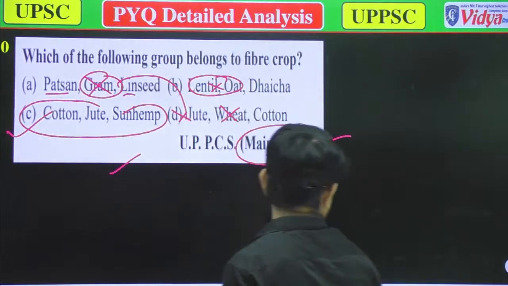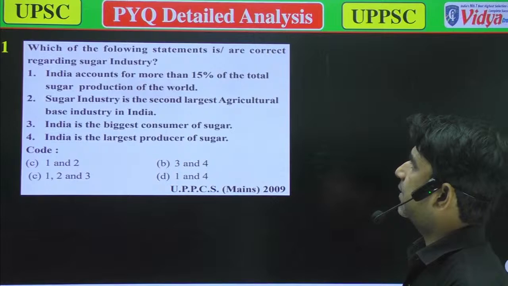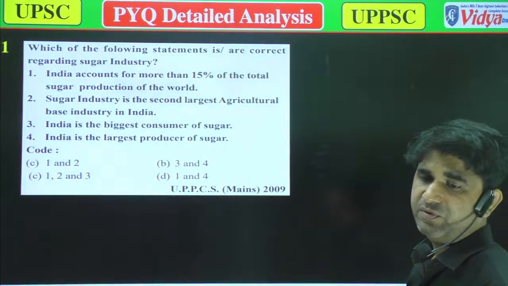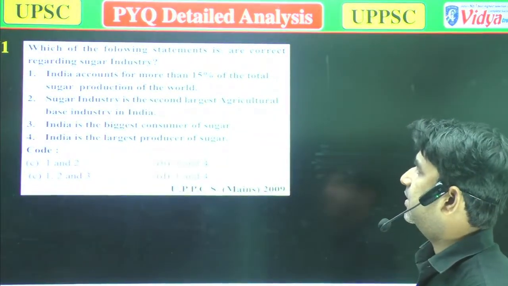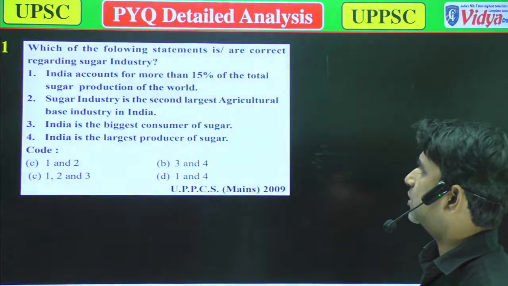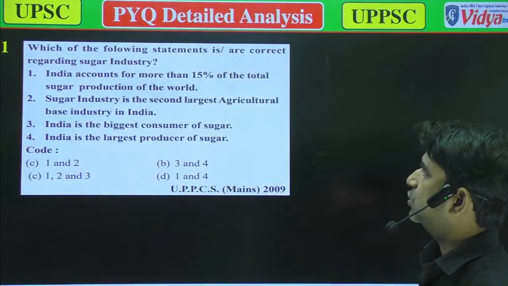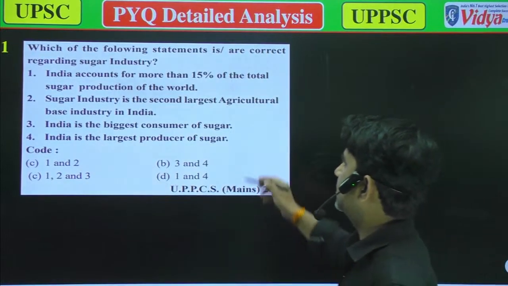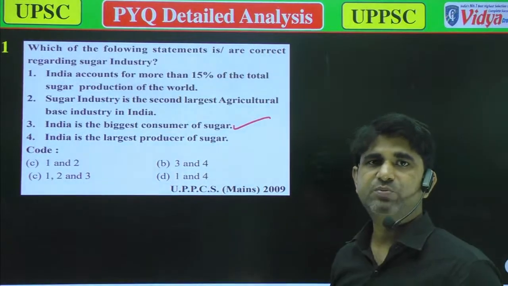Okay. Now we'll move to the next question. Which of the following statements are correct regarding the sugar industry? 1, India accounts for more than 15% of total sugar production of the world. That's true. 2, sugar industry is the second largest agricultural based industry in India. That's true. 3, India is the biggest consumer of sugar. That's true. 4, India is the largest producer of sugar. No, we are not the largest producer of sugar.